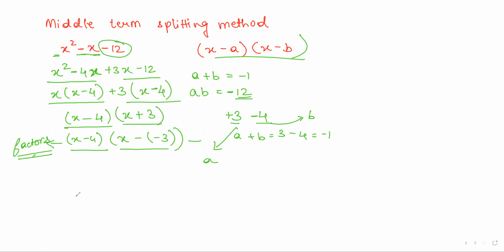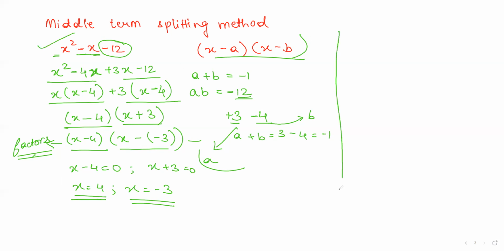If you're asked roots or zeros or values of x for this quadratic expression, then you can write x minus 4 is equal to 0 by equating the first linear polynomial with 0, and x minus of minus 3, or x plus 3 as in the previous case, equals 0. x is equal to 4 or x is equal to minus 3, which means your first value is 4 and second value is minus 3. If you place either of these values in this equation, your remainder will be 0.